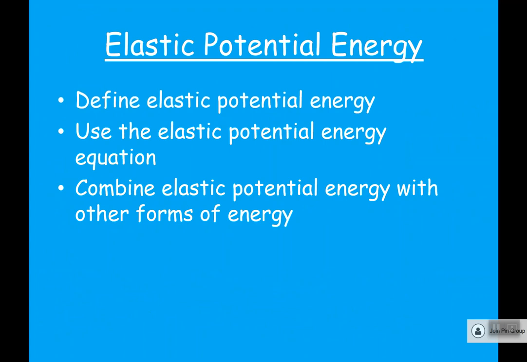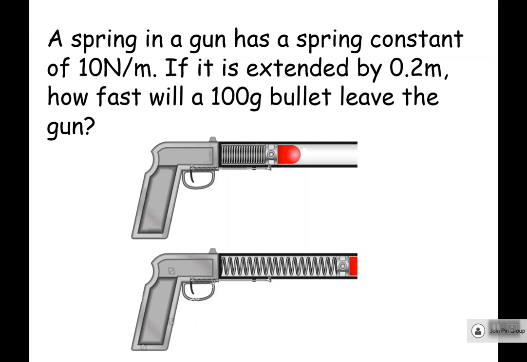Okay, so combining it with other forms of energy. If you look at energy transfer, energy is conserved. It cannot be created or destroyed. It's always transferred from one form to another. So if we give this example, a spring in a gun has a spring constant of 10 newtons per meter. If it's extended by 0.2 meters, how fast will a 100-gram bullet leave the gun?